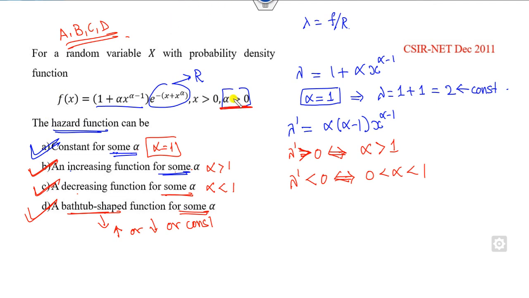Remember, if instead of this, they are talking about alpha is my greater than 1, then clearly this option will be cancelled out. This option is also cancelled out because this will never decrease. So then only the option B is the right answer. So you have to look very carefully about the domain.